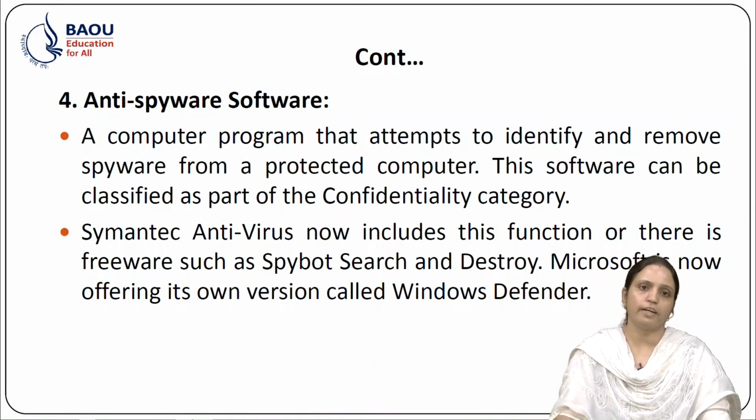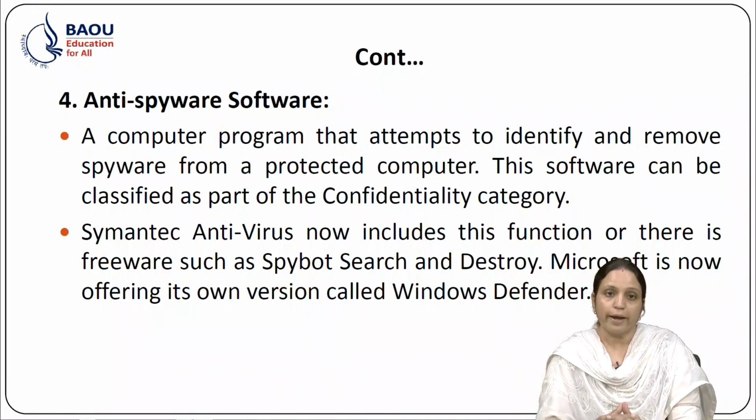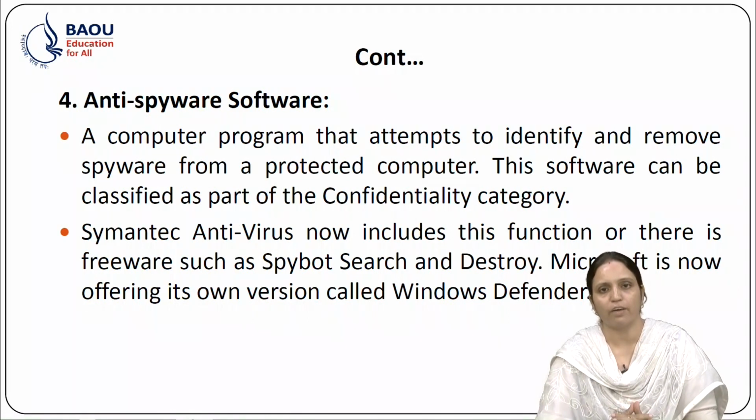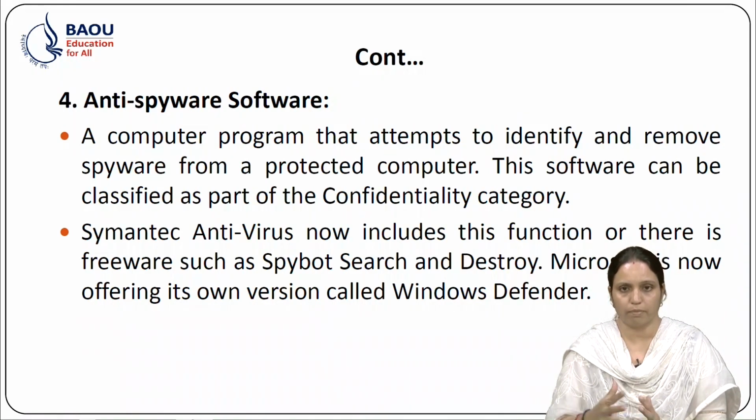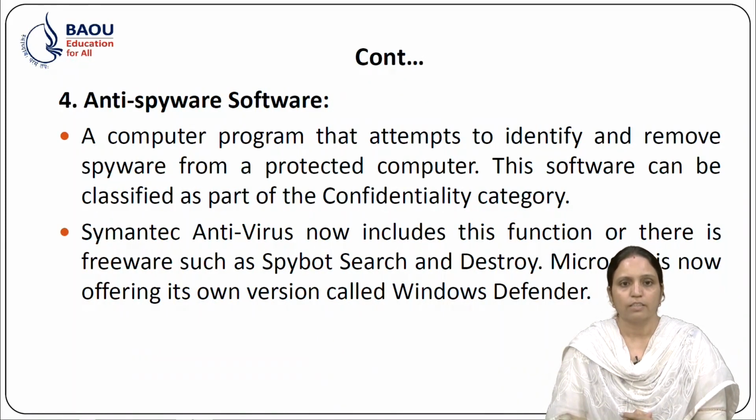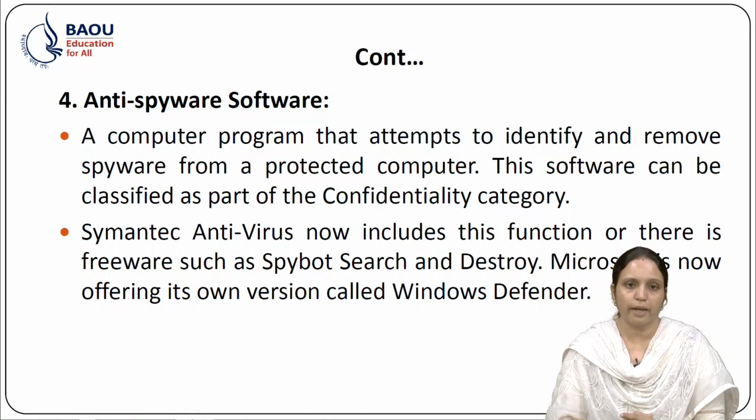Then the fourth one is anti-spyware software. Now, anti-spyware software, what is that? A computer program that attempts to identify and remove spyware from a protected computer. This software can be classified as part of the confidentiality category. So it is a part of confidentiality. Whenever you are getting some message about spyware on a protected computer, then there is no worry. As an example, Symantec antivirus now includes this function for confidentiality, or there is another freeware such as Spybot Search and Destroy.